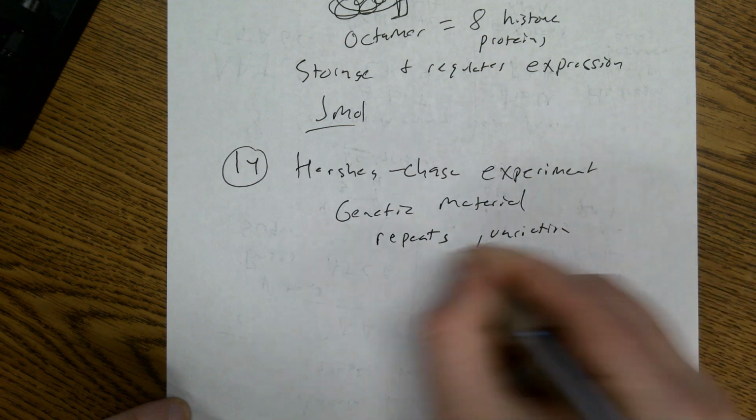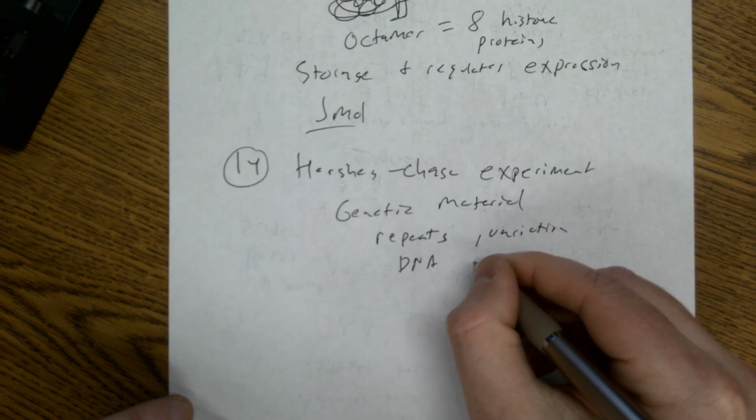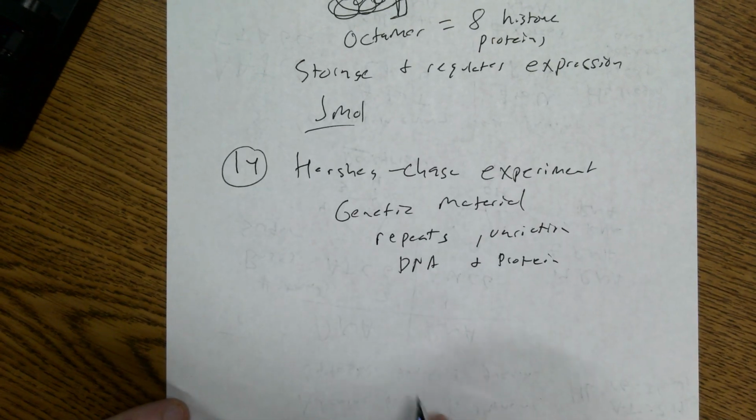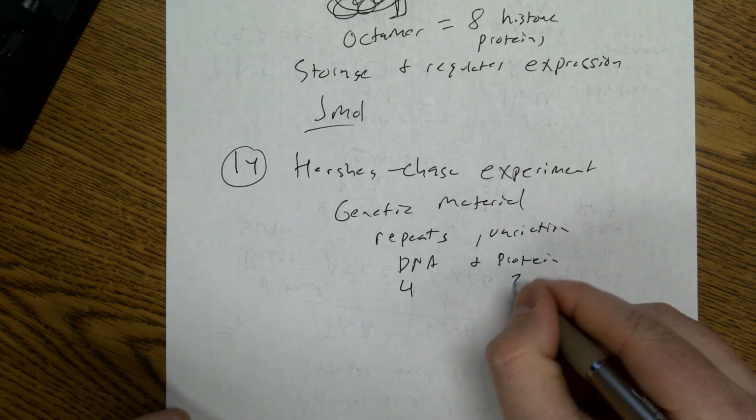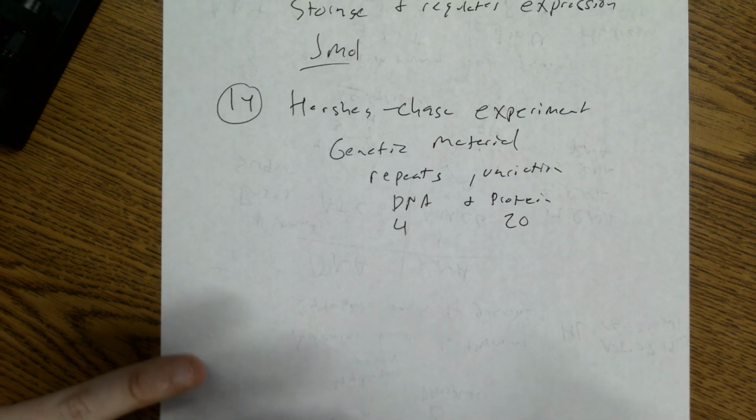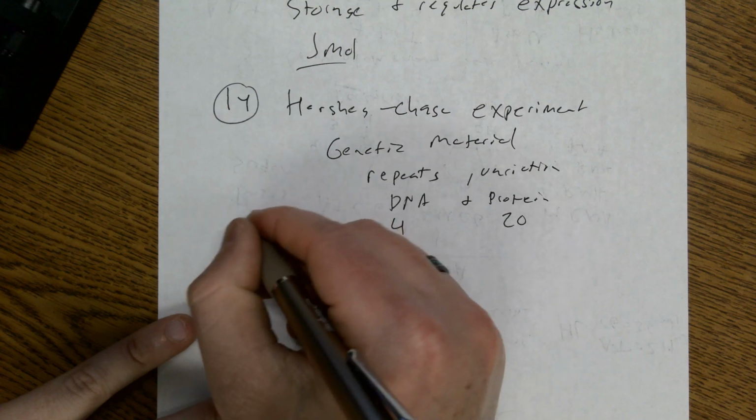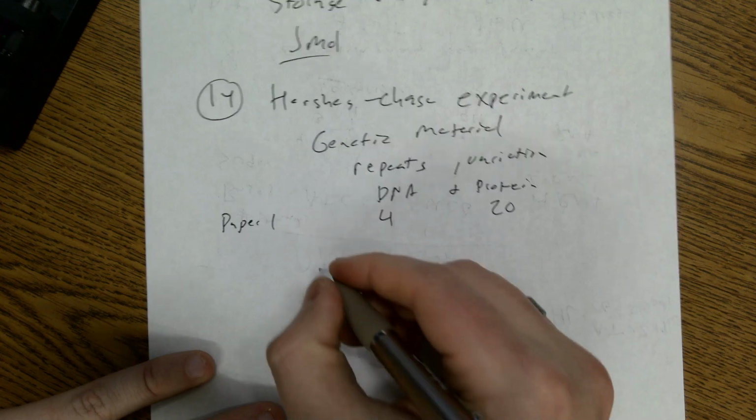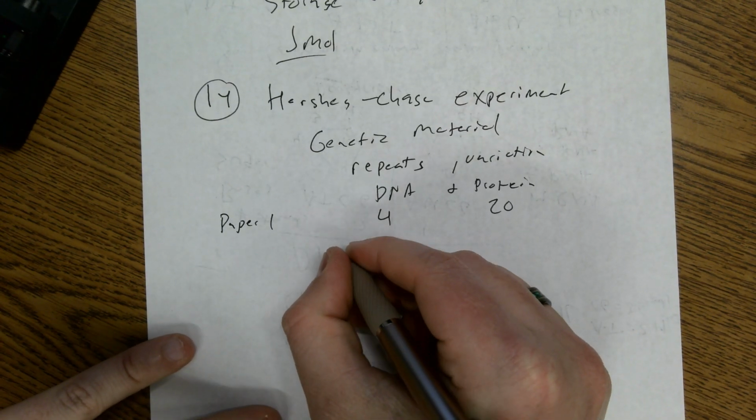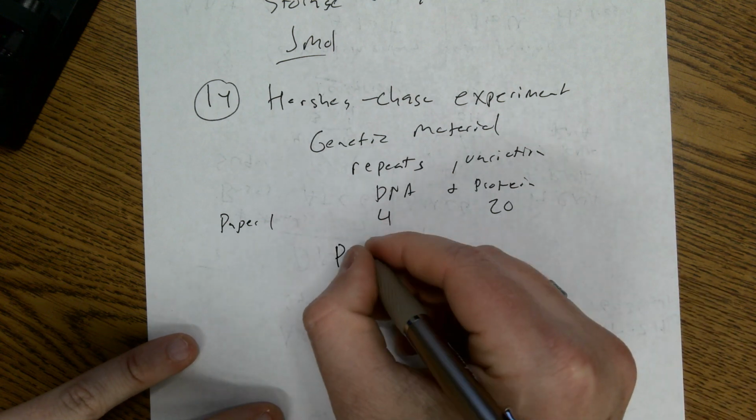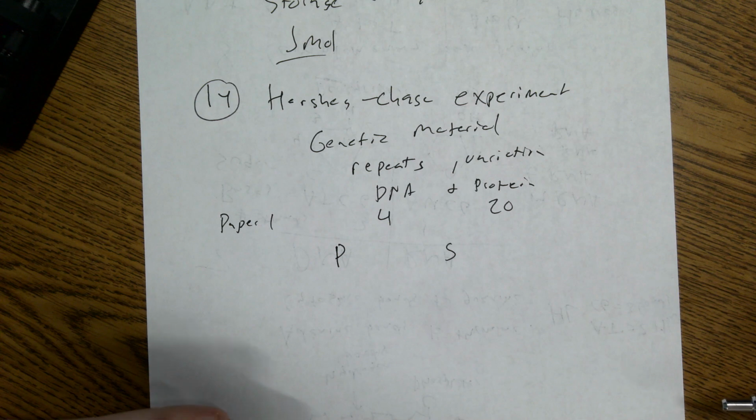And both DNA and protein fit this criteria. They have repeats and variation. This one has 4 letters, and this one has the 20 amino acids. So they were like, which one is the information? And so what they did was the Hershey-Chase experiment. And this is a good example of something that might end up on like a paper 1. So make sure you know this one. And so in the Hershey-Chase experiment, they had radioactive phosphorus and sulfur, or radioisotopes of phosphorus and sulfur.